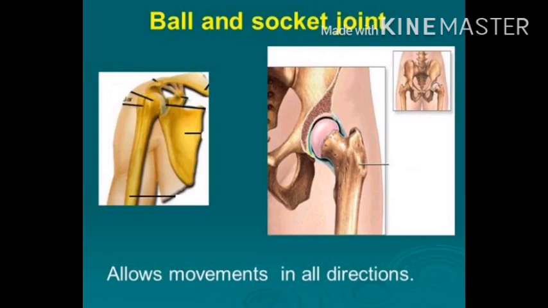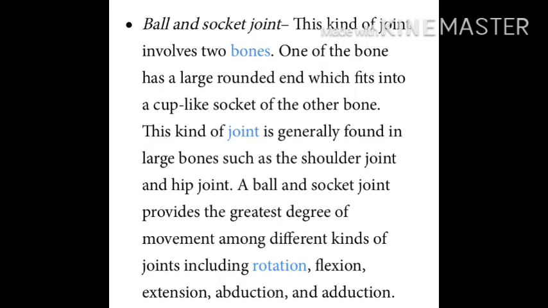Now ball and socket joint. The joint in which the rounded end of one bone fits into the cavity hollow space of the other bone is called ball and socket joint. This kind of joint involves two bones. One of the bones has a large rounded end which fits into a cap-like socket of the other bone. This kind of joint is generally found in large bones such as shoulder joint and hip joint.